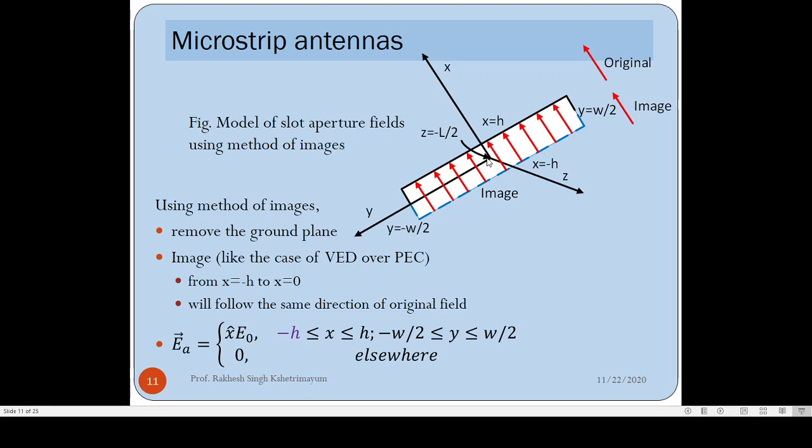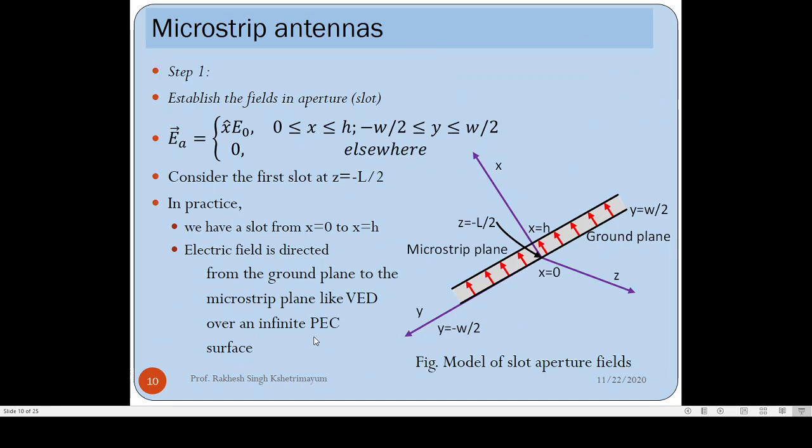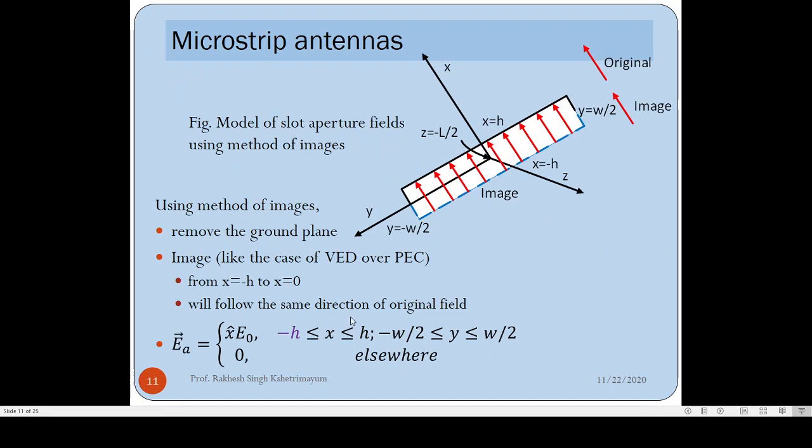And what is the location of this slot? Number 1, it has z is equal to minus L by 2. We'll have another slot at z is equal to plus L by 2. So the updated aperture field will be x hat E naught from minus h. Previously it was from 0 to h, but now it will be minus h to plus h, y going from minus W by 2 to plus W by 2. Elsewhere it is 0.